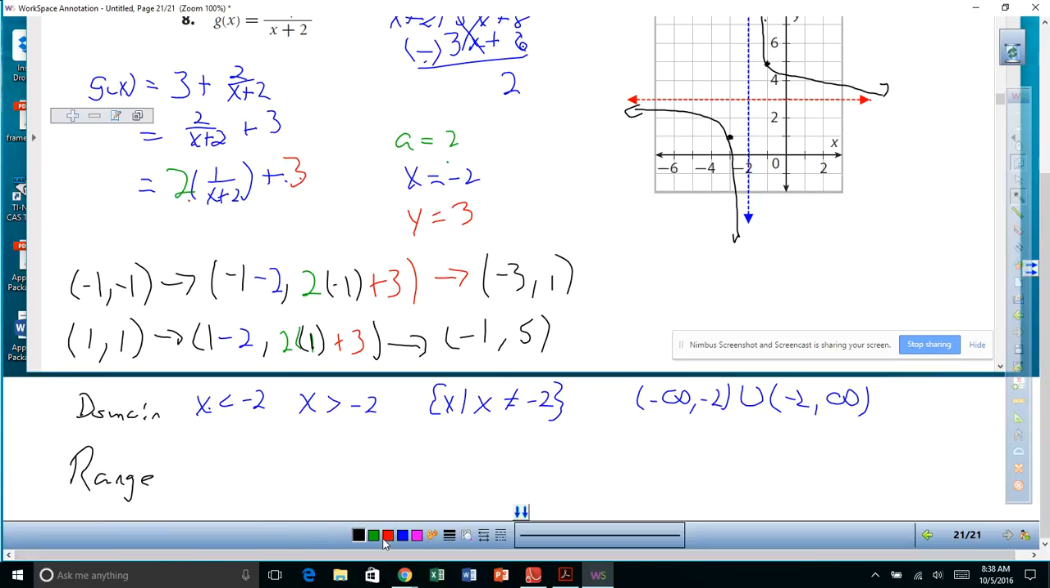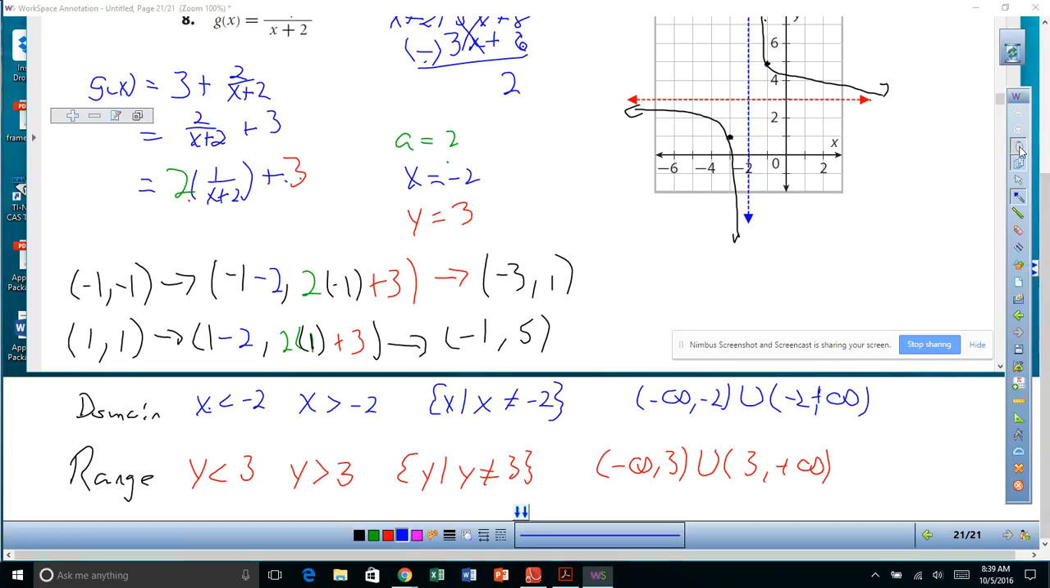Range. You've got y is less than 3, y is greater than 3. You've got y such that y is not equal to 3. And you've got negative infinity to 3 and 3 to positive infinity. And I probably ought to put positive over here as well. All right, great.